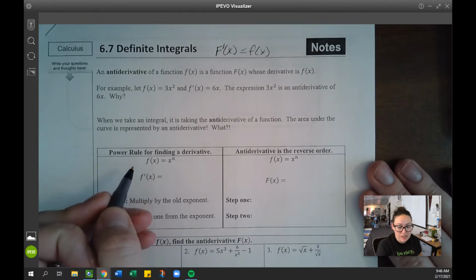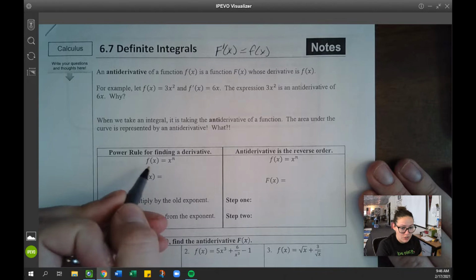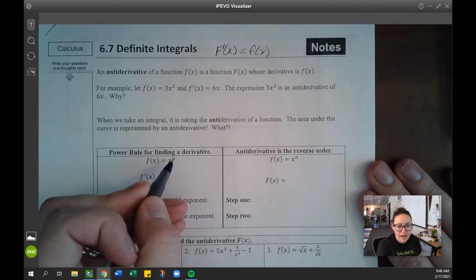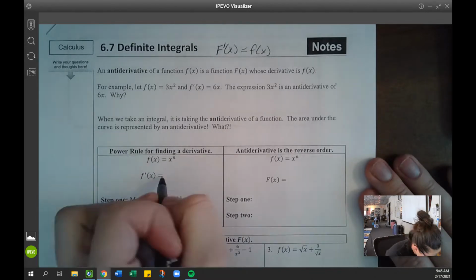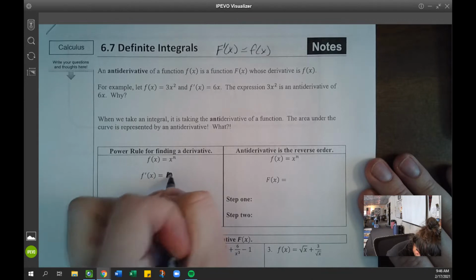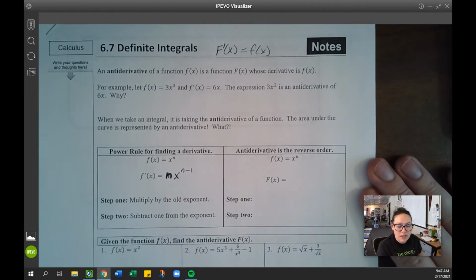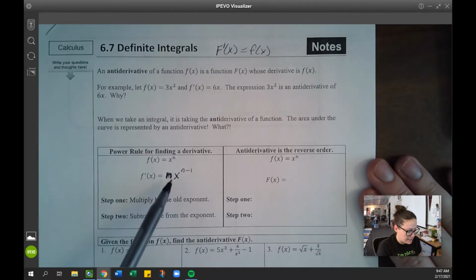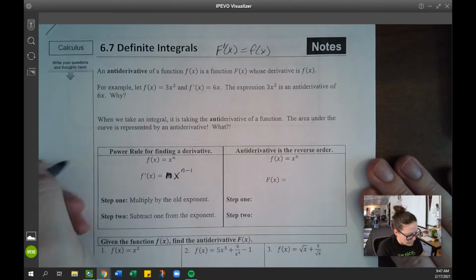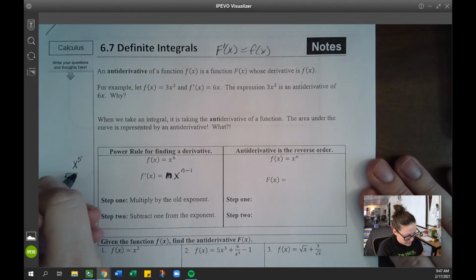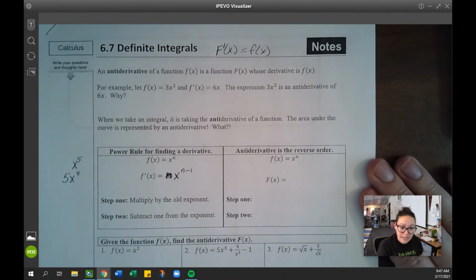Okay, so let's review the power rule for finding a derivative. This is something we talked about way back in Unit 2. If my original function is x to some power n, where n is just a constant, what do we do? We multiply that n as a coefficient to the front, and then we subtract 1 from the exponent. So the derivative is n times x to the n minus 1. For example, for the derivative of x to the 5th, I put 5 in front, and then I decrease the exponent by 1.